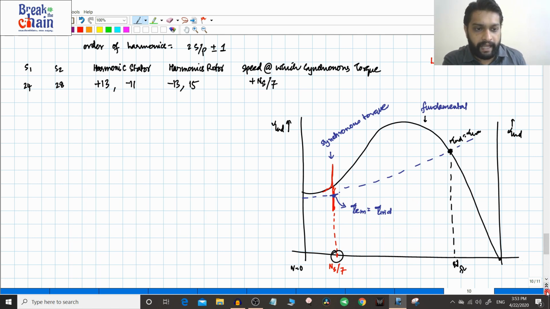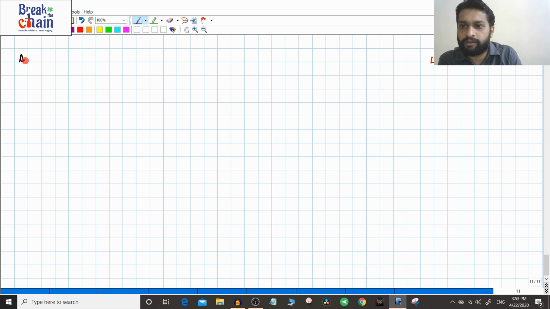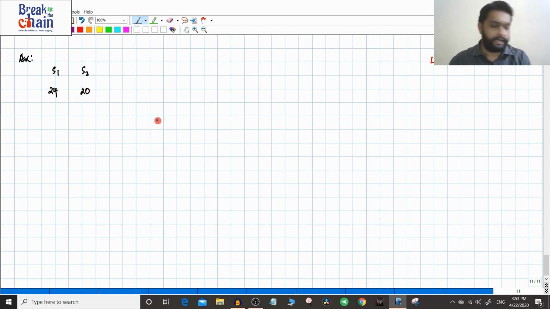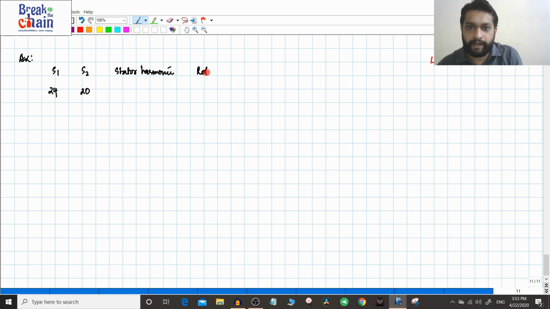So today we can take one more example which is also very important. We will take the same 4-pole machine, but now we will take stator slots as 24 and rotor slots as 20, right? So we have to find now the stator harmonics, and then the next step is finding the rotor harmonics. Then finally we have to find the speed at which synchronous torque is generated. So this is what we have to find.